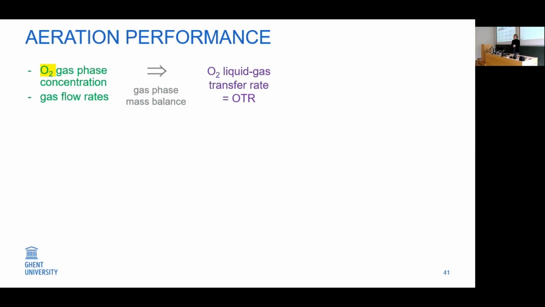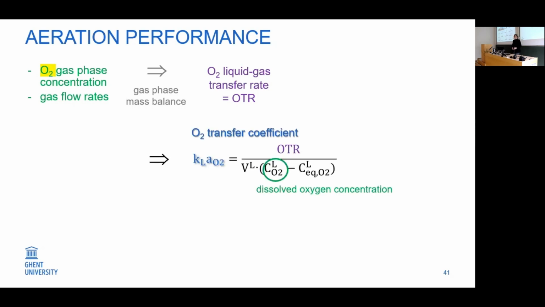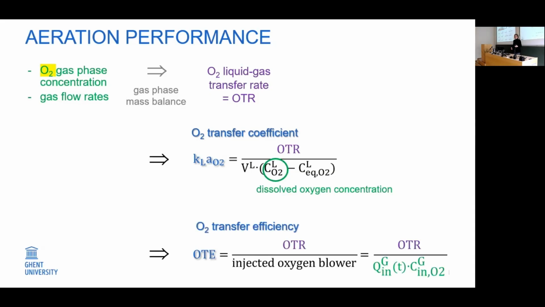Measuring the oxygen gas phase concentration, measuring the gas flow rate, making a mass balance for oxygen in the gas phase, and then we can calculate the oxygen liquid gas transfer rate, also termed the oxygen transfer rate. And from that, we can calculate some parameters, such as the oxygen transfer coefficient and the oxygen transfer efficiency.